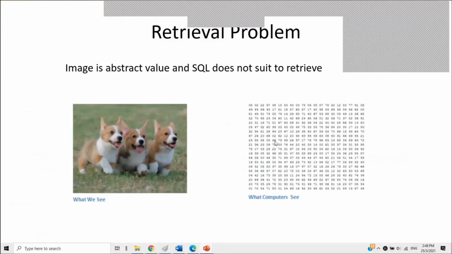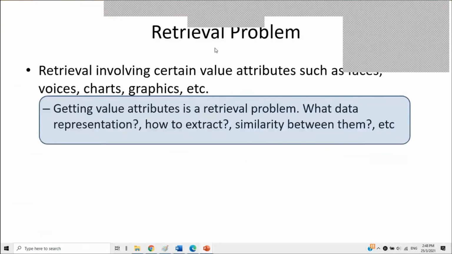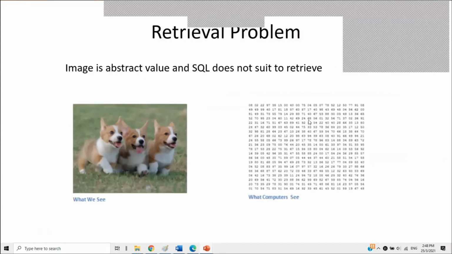So that's a retrieval problem, and basically the retrieval problem involves certain value attributes such as faces, voice, graphics. Okay, we want to identify these, and getting more detailed value attributes is the retrieval problem. What data to represent, how to extract similarity, and in this case, what is the data, what does it represent, what does it mean? At the low level, this means something about faces, objects and things. So that's a retrieval problem.